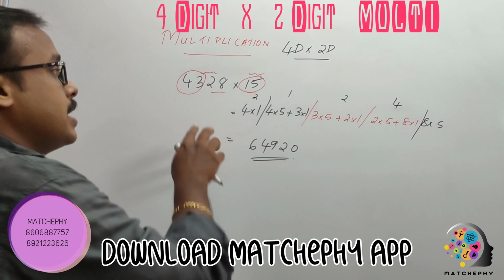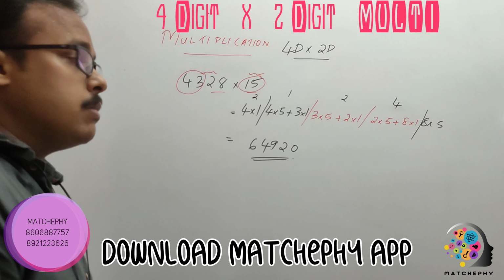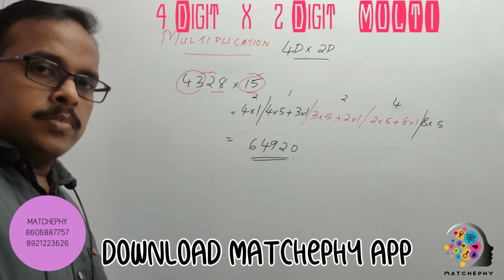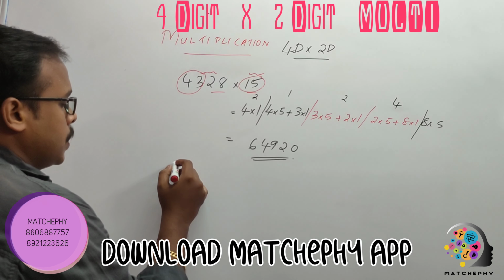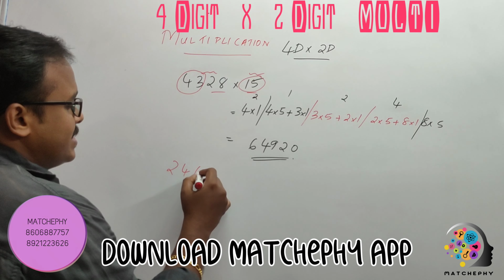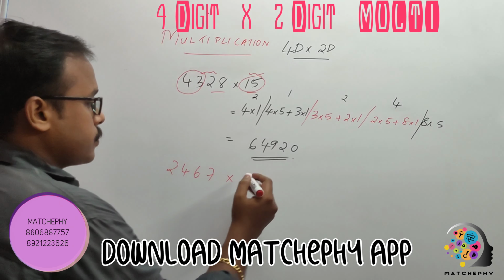So always keep in mind, we will get a minimum of 5-digit number. Why is that? It is a 4 by 2 multiplication, so a minimum of 5-digit number will come. So shall we try one more question? Yes. Next question: 2467 into, let that be what?